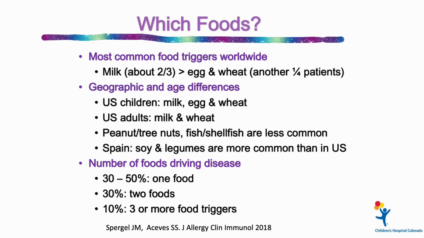Which are the most common foods? The most common is milk and dairy products, followed by egg and wheat in another quarter of the patients. But it may also depend on where you live and your age. In the United States, milk, egg, and wheat are the most common. In children and adults, it's milk and wheat. In Spain, soy and legumes are more common than they are in the U.S.